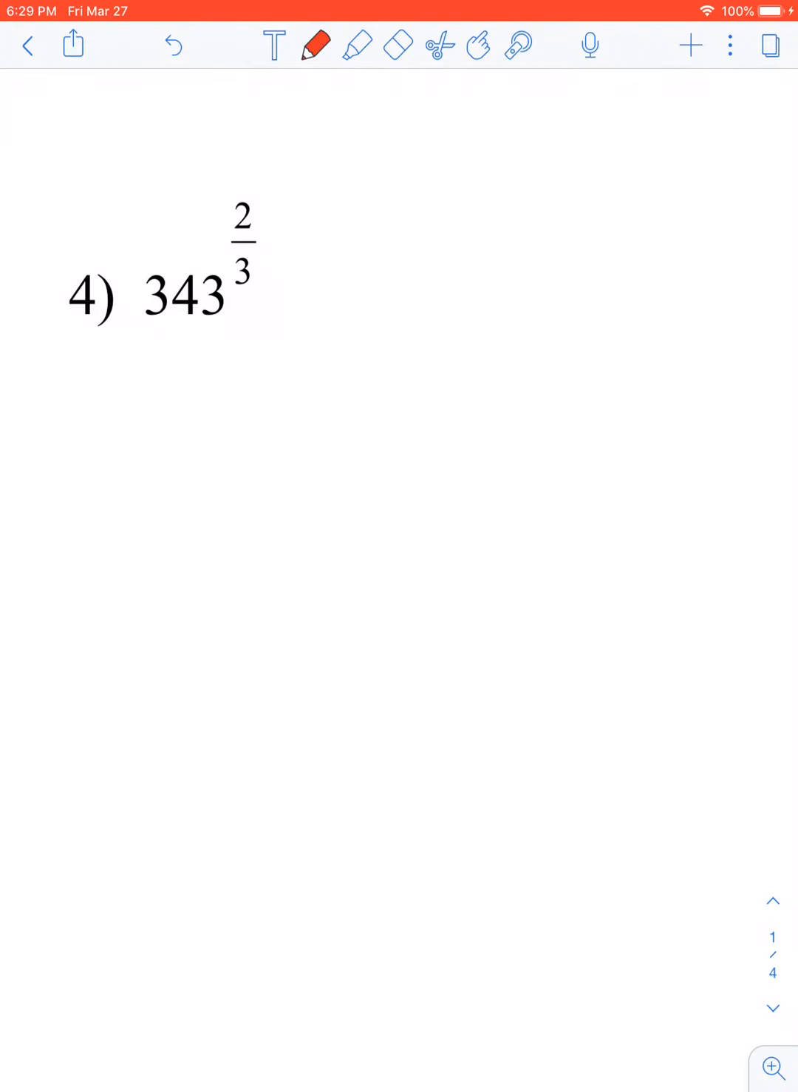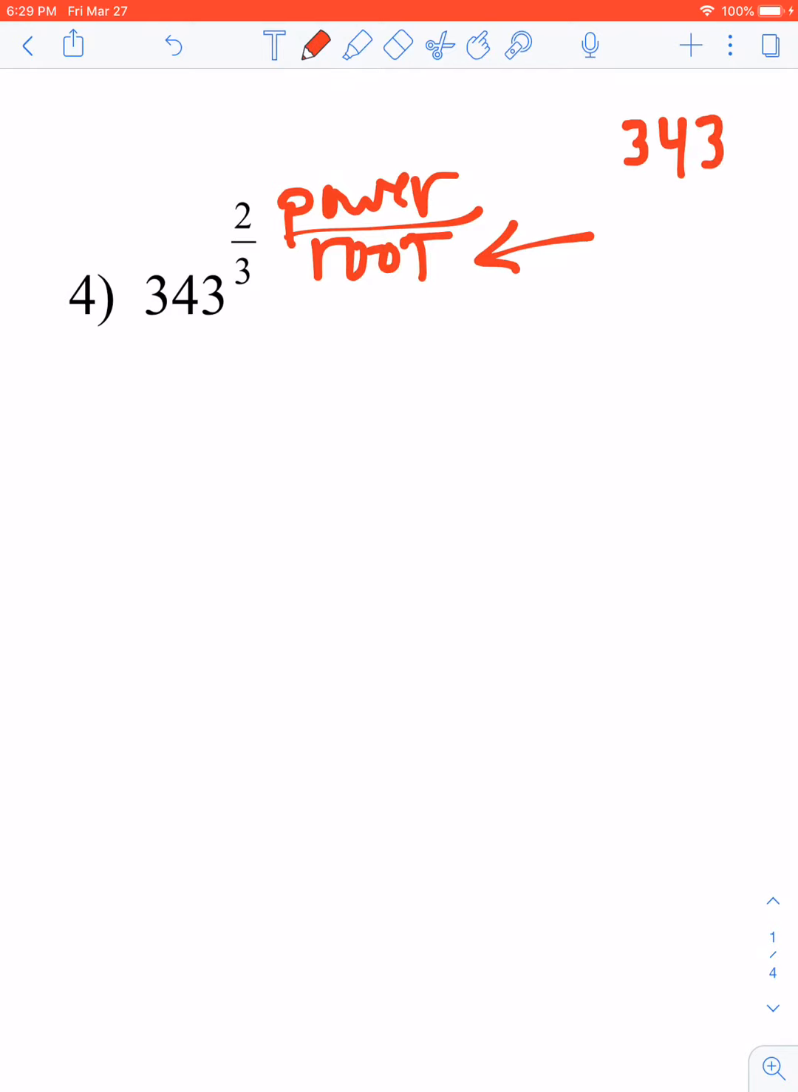Next problem, 343 to the 2/3. Again, the top number is the power, the bottom number is the root. So I encourage you to take the root first. It keeps your number smaller. Because if I'm just using my blue Powers That Help Me sheet, if you try to do 343 to the second power first, I don't have that math fact. So take the root first.